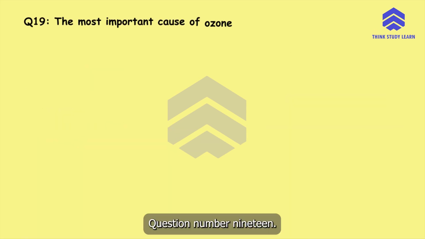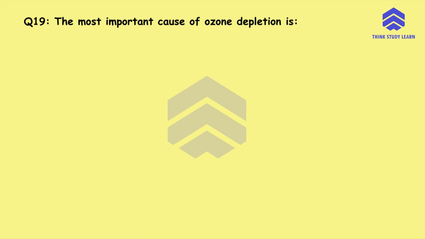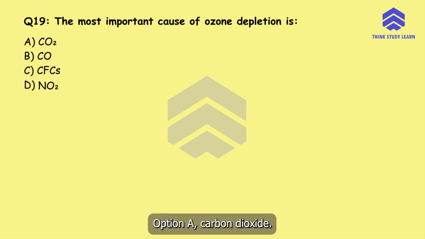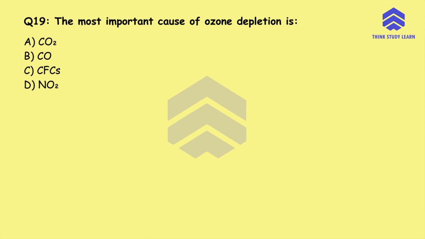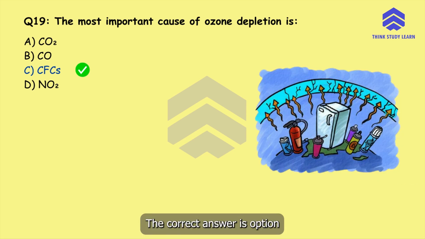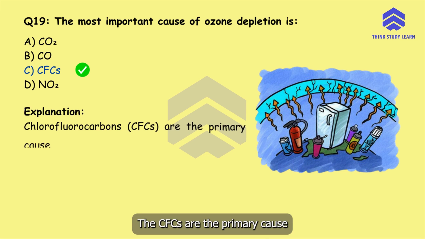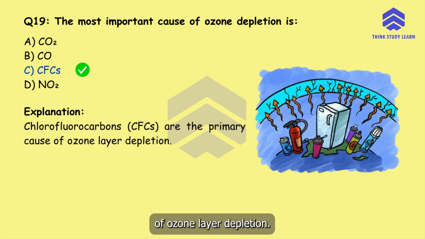Question number 19. The most important cause of ozone depletion is option A, carbon dioxide, option B, carbon monoxide, option C, chlorofluorocarbons, or option D, nitrous oxide. The correct answer is option C, chlorofluorocarbons. The CFCs are the primary cause of ozone layer depletion.